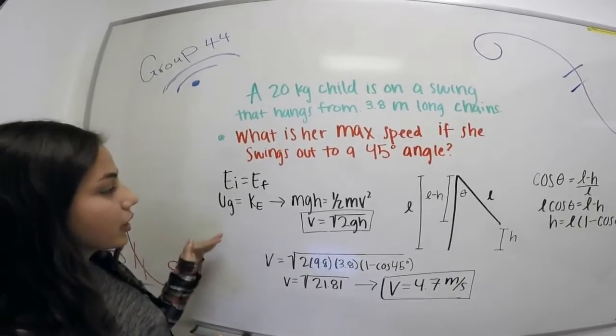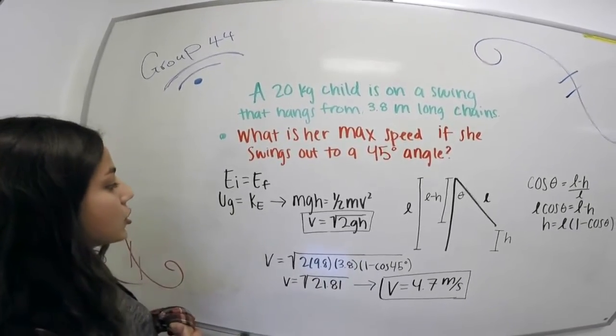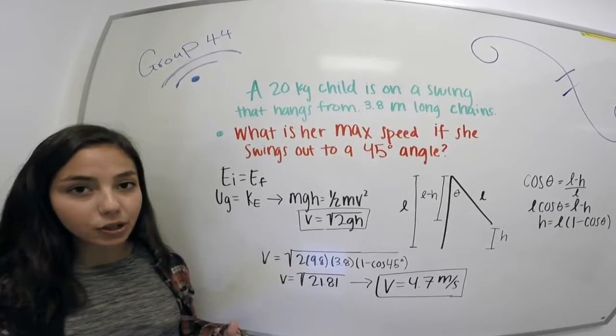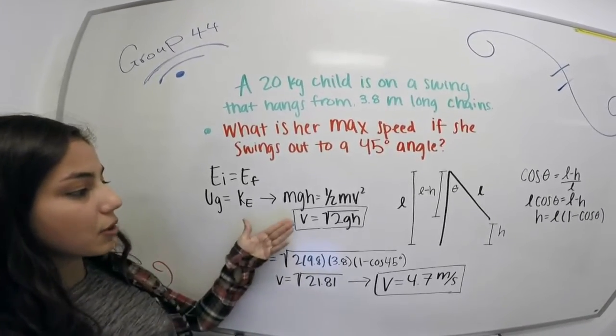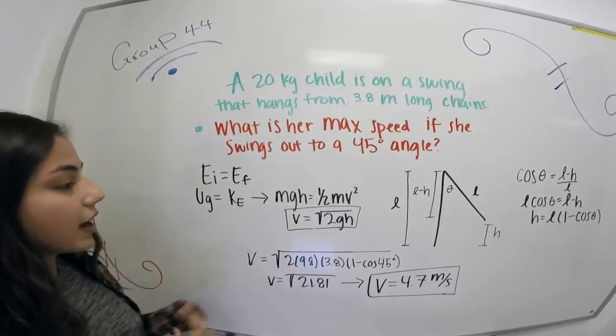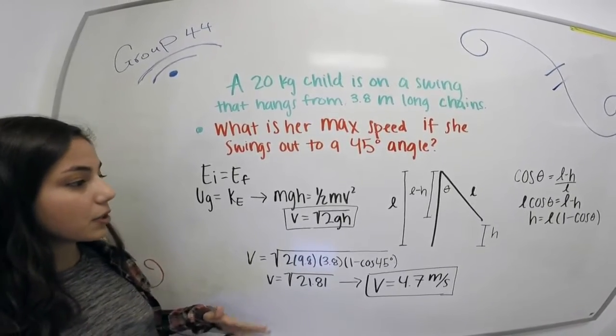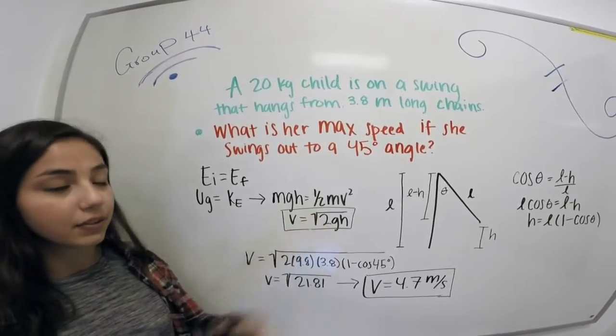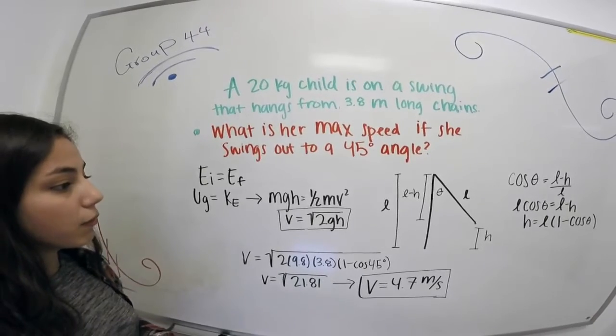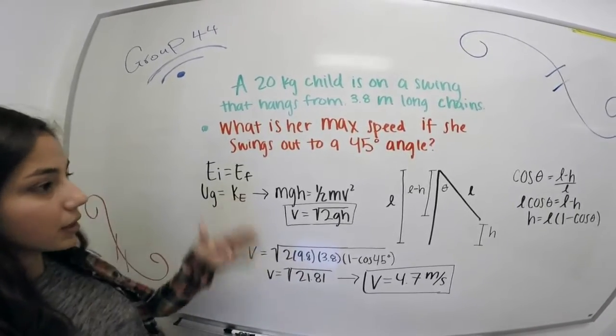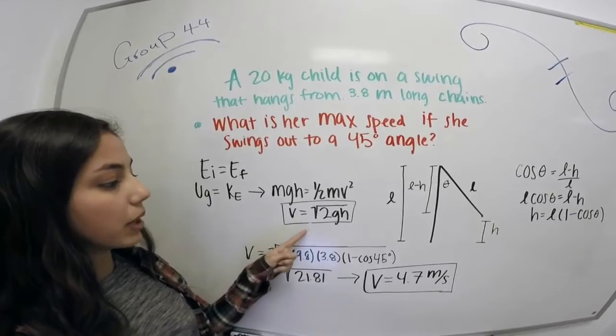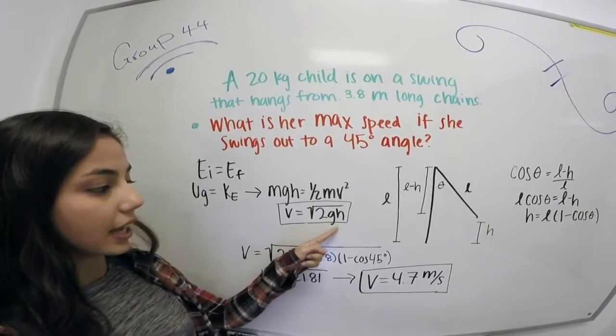So we have the initial energy is equal to the final. Initially, we're just going to have the gravitational energy, which is mass times gravity times height. And then finally, we're going to have the kinetic energy, which is 1/2 times mass times velocity squared. If we solve for the velocity, which is what the question is asking, we get the square root of 2 times gravity times height.